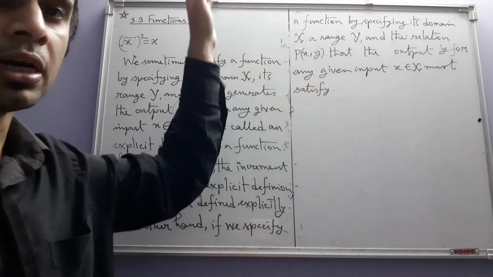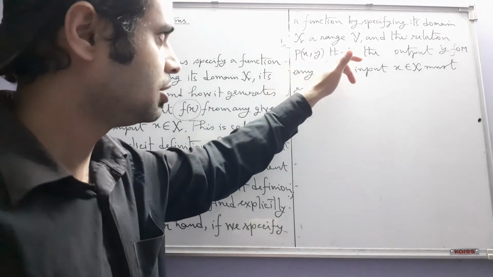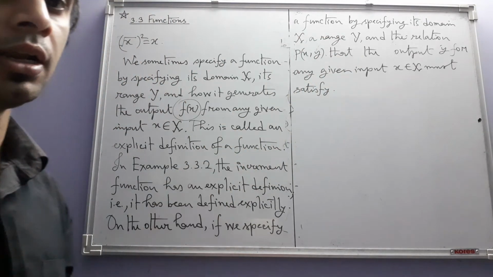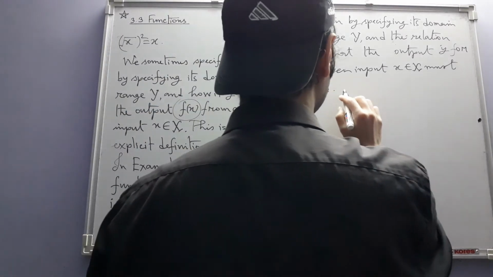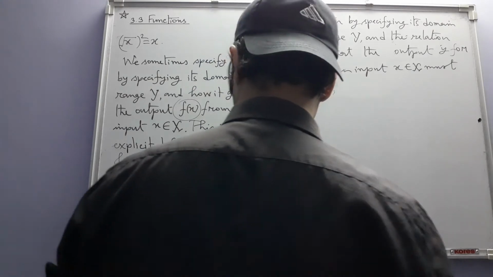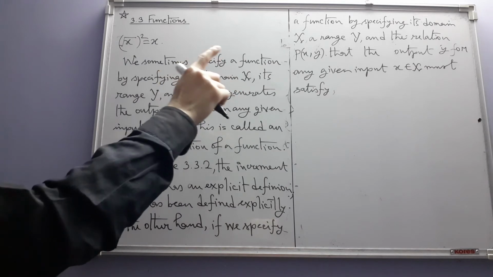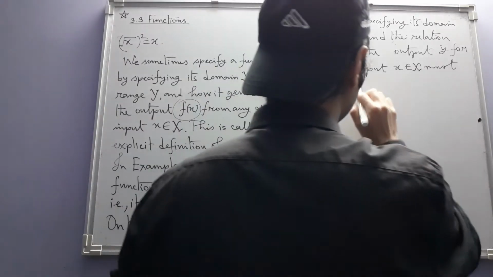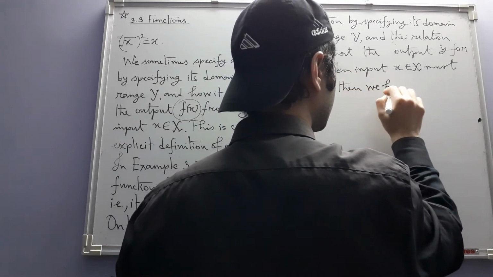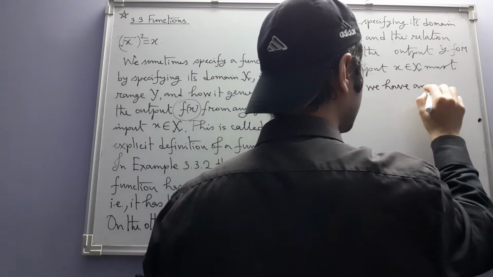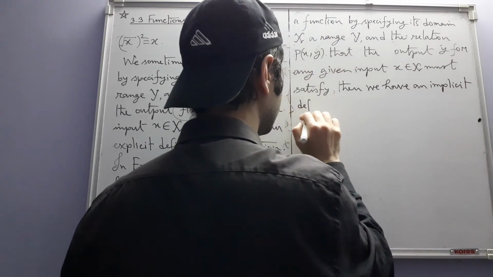P must satisfy the vertical line test. For any given x, y should be unique. So in that way, y is being defined implicitly by this relation. So then we have an implicit definition. Okay, so what is the sentence? On the other hand, if we specify a function by specifying its domain and range and relation, so that this happens, then we have an implicit definition.